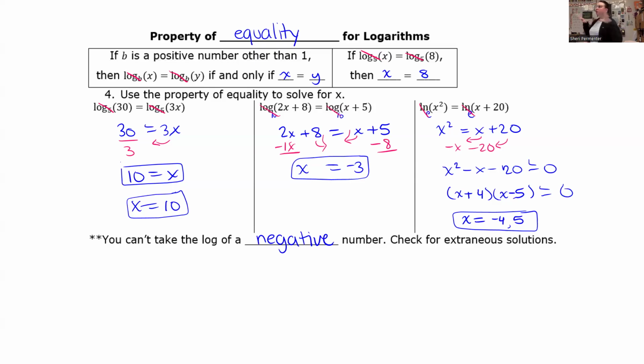So sometimes no solutions work. Sometimes, like with that third example where I had 2 possible solutions, it's possible that one works and one doesn't. But you can't take the log of a negative number. That's something that's important to take note of.